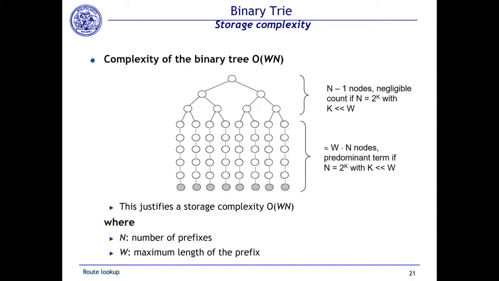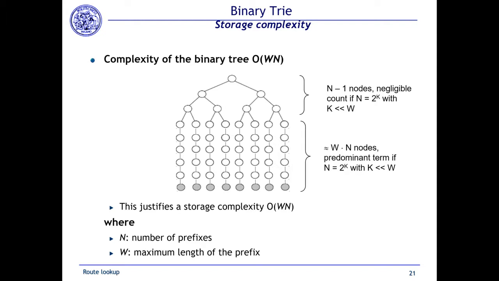The storage complexity is W by N. This is not so intuitive. The explanation is the one that you can see in this picture. You always have to consider that the worst case is when you have all the gray nodes at the bottom layer. So it means that you have N prefixes. All the prefixes have the length W, so have the maximum length. Okay? So it means that you have long chains of white nodes, and here you have the gray nodes that are appended below.